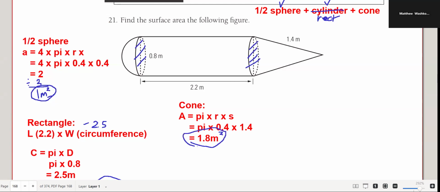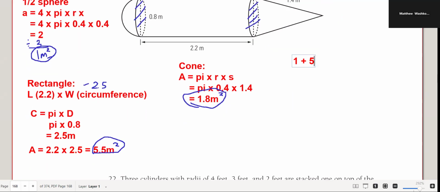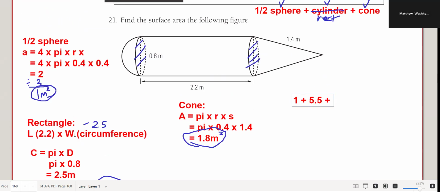Remember, I'm not done. Write your formula. Find the surface area of the following figure. I need to add these up, right? So the area of a half sphere was 1, plus area of my rectangle was 5.5, plus the area of my cone was 1.8. You add those up, you should get 6.5, 7.3, 8.3. 8.3 meters squared is my final answer. I'm going to circle that.